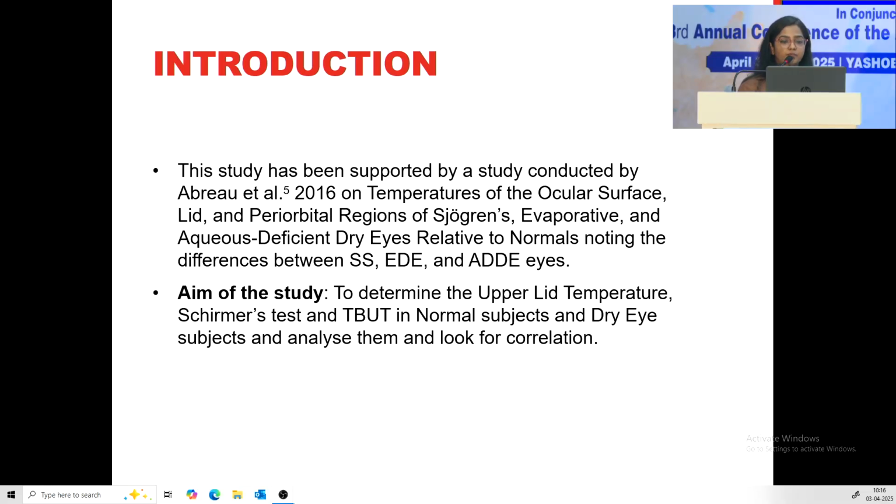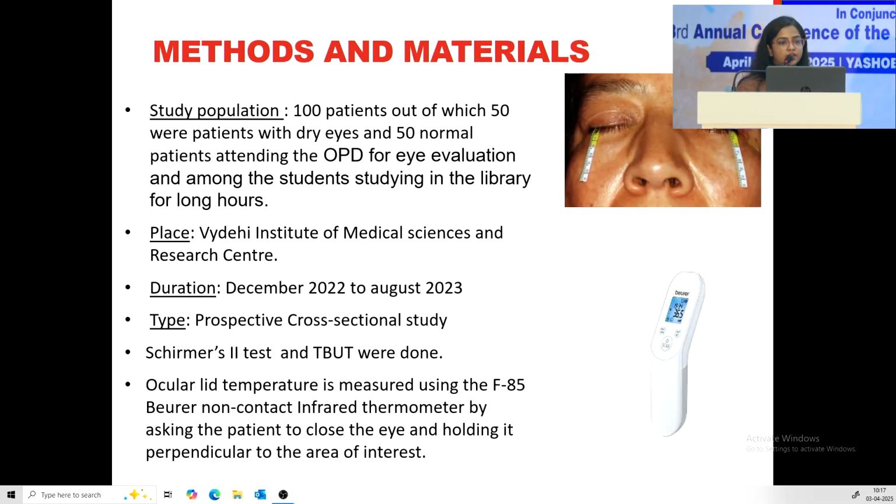This study has been supported by a study conducted by Arbu et al. on lid temperature and of ocular surface and periorbital regions of Sjogren's, evaporative and aqueous deficient dry eyes relative to normal, noting the differences between Sjogren's, EDE, and ADDE. The aim of the study is to determine the upper lid temperature, Schirmer's test, T-BUT in normal subjects and dry eye subjects, and analyze them and look for correlation.